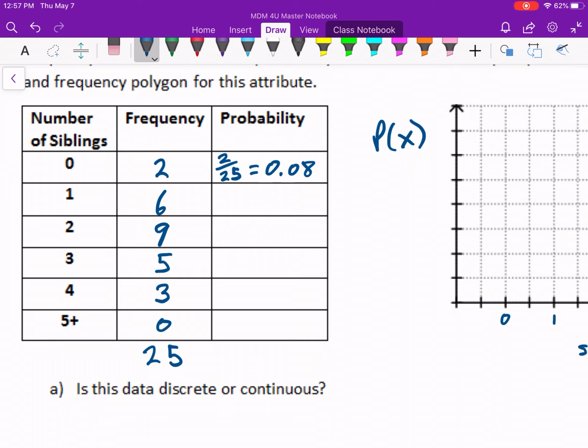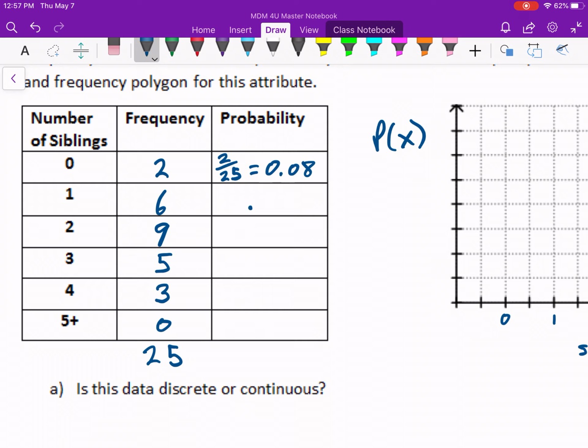Respectively, if there were 6 people, well, then one person is 4%, so I can multiply 4 times these different numbers. So 6 times 0.04 is going to be 0.24.